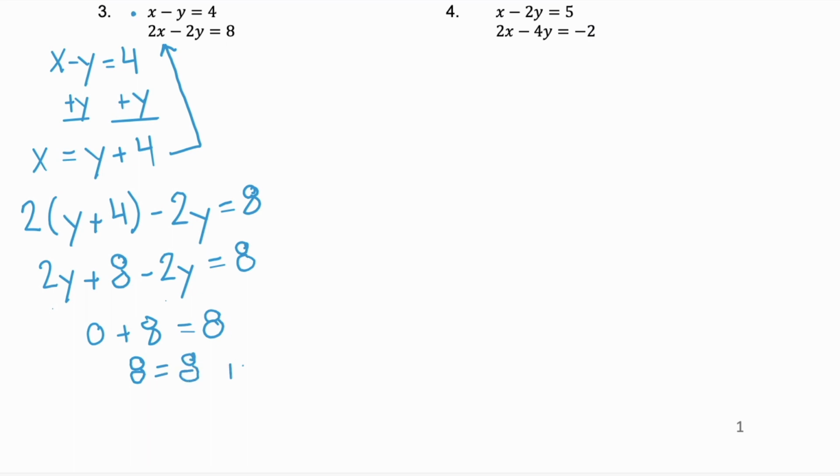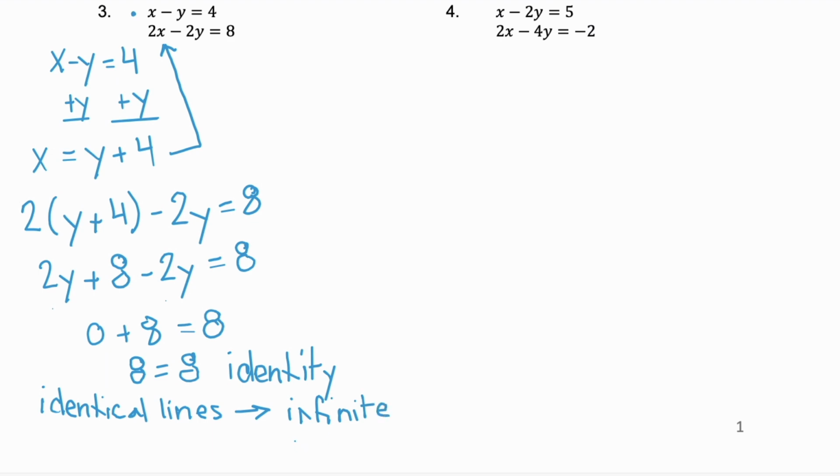This is what is known as an identity. So an easy way to remember that this is an identity is that both sides are identical. 8 is identical to 8. An identity means graphically you have identical lines. And remember, when you have identical lines, how many solutions do we have? Yeah, we have infinite solutions. So here, because we have an identity for our answer, we have infinite solutions.